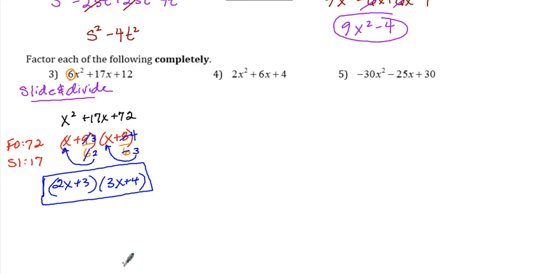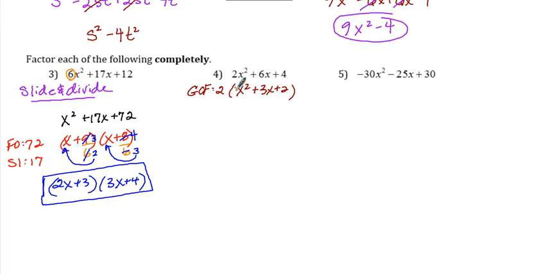So let's move to 4. Question number 4. Is there a greatest common factor? Yes, there is. In this one, it's 2. So let's pull that 2 out and leave behind an x squared plus 3x plus 2.